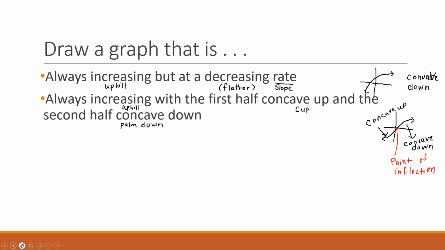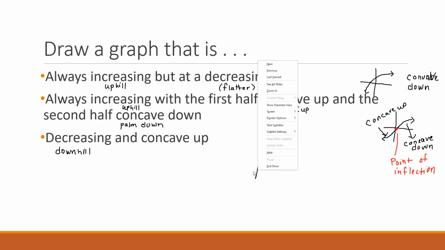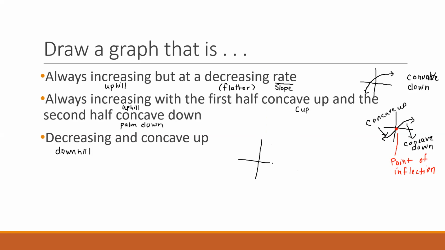All right, one more of these. So for this one, we're to draw a graph that is decreasing. And so I'm thinking, what does that mean? That means downhill. But it is to be concave up, so it is to be a cup shape. I didn't see it exactly like that, so I'm thinking through downhill. I'm going to start high up on my graph and go down, but I need to get a cup shape.